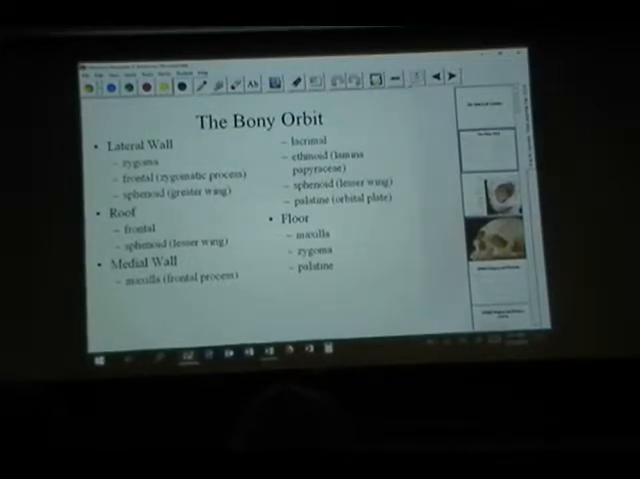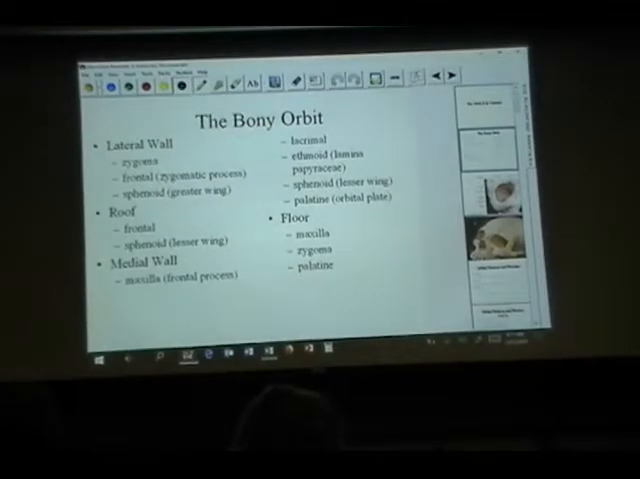The roof is primarily frontal bone, but there are some areas associated with the sphenoid bone, in particular this little stingray-shaped process referred to as the lesser wing. And then we have the medial wall, which is for the most part maxilla.